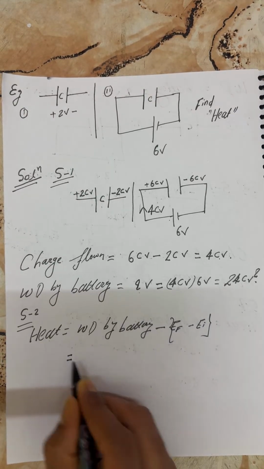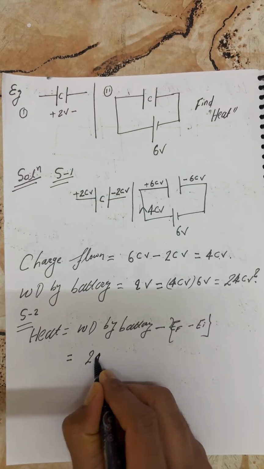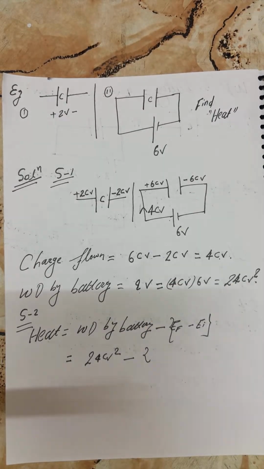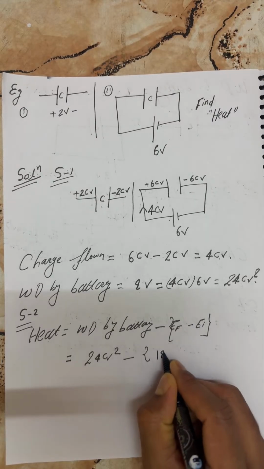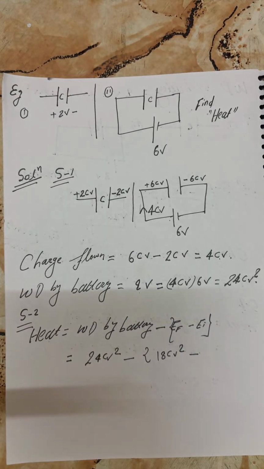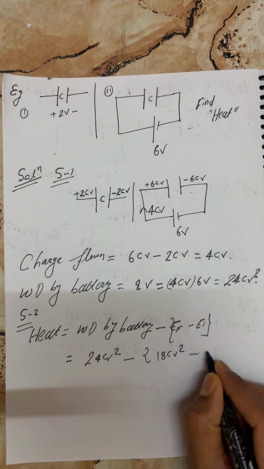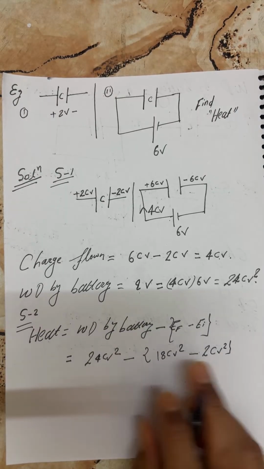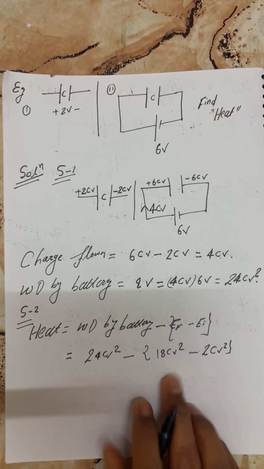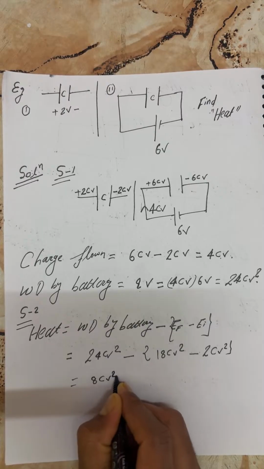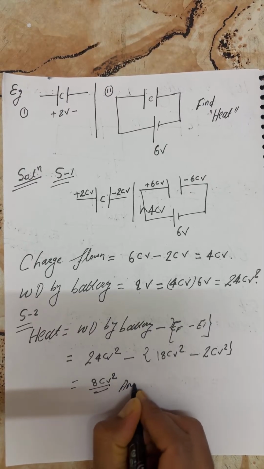So what is the work done by battery? 24 CV square. Energy final here, you can say half CV square. So 6 squared is 36, 36 by 2 is 18 CV square, minus half CV square here. So 4 by 2 is 2 CV square. 18 minus 2, what we can say? 16. 24 minus 16, that is 8 CV square.